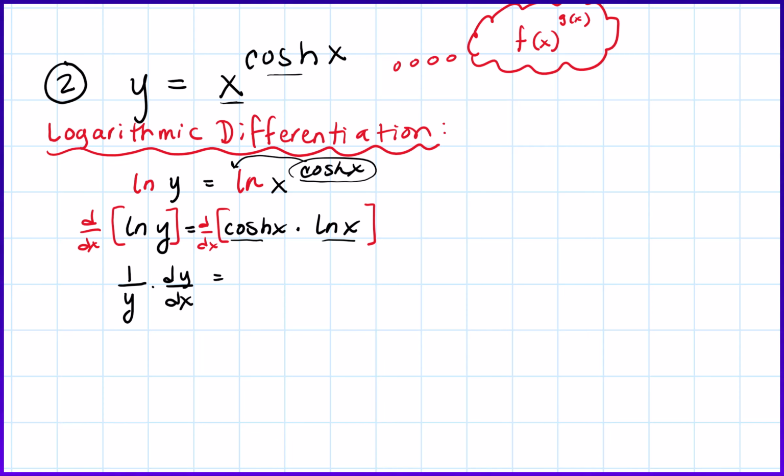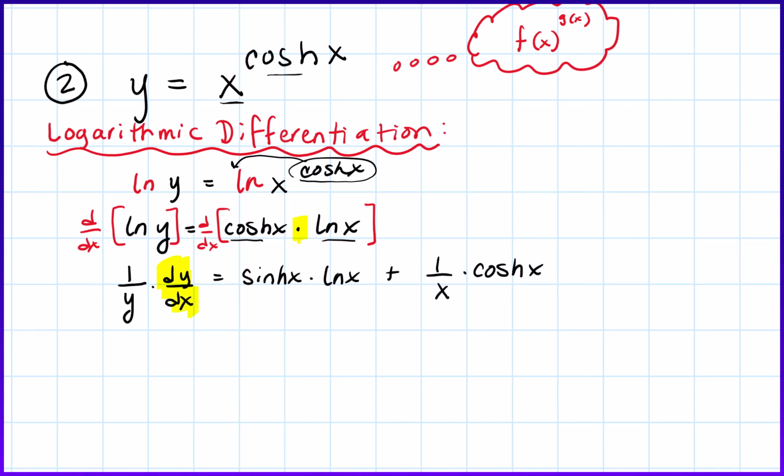So applying the product rule, we take the derivative of the hyperbolic cosine, which is sinh, or hyperbolic sine, times the natural log of x, plus the derivative of the natural log of x, which is 1 over x, times the hyperbolic cosine. So we applied the product rule, because it was definitely a product on that right side. And then on the left side, we used our implicit differentiation.